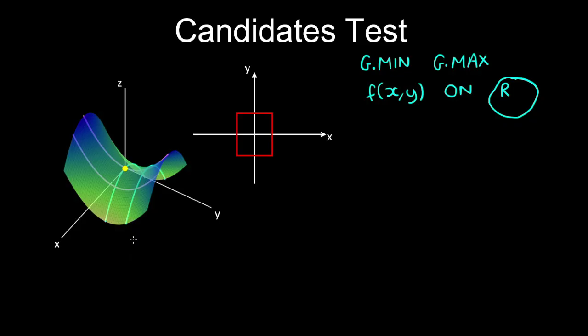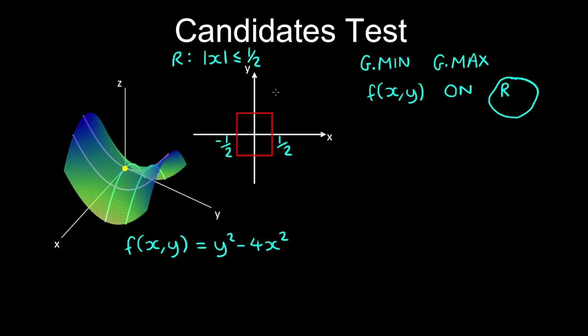So here we have a hyperbolic paraboloid defined by the following function, being y squared minus 4x squared, and we're looking for the global extrema on the closed region that's bounded by this rectangle. So all the points in this rectangle have an x coordinate that's between minus a half and a half, and a y coordinate between negative a half and a half.